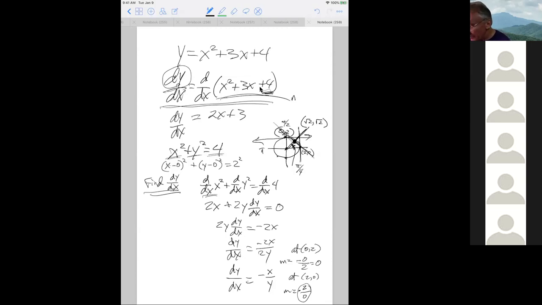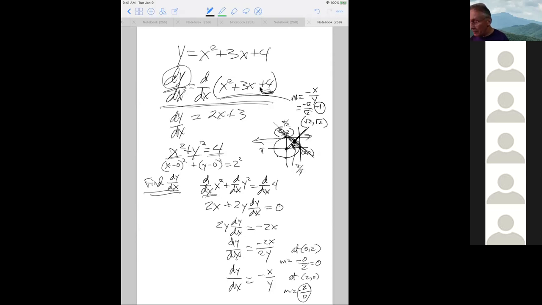Well, m is going to be equal to negative x over y is what we got. And that indicates, in our case, it's going to be square root of 2 and square root of 2. Therefore, it's going to be exactly the same, negative square root of 2 over square root of 2, which is going to be negative 1. So the slope of this tangent line right here is negative 1.